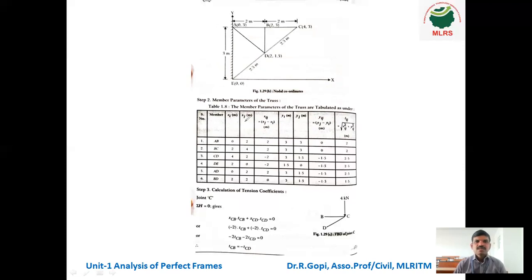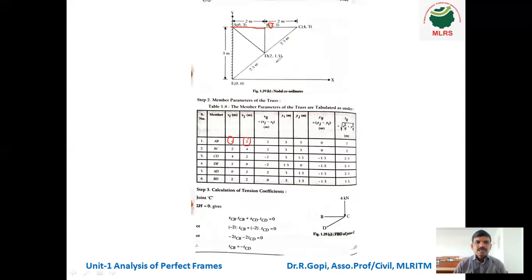Next, we have to note down Xi, Xj. What is this Xi, Xj? Xi is for the first joint, and Xj is for the second joint. Consider this AB member. What is the X value at A? 0, so put 0. What is the X value at B? 2, so put 2.